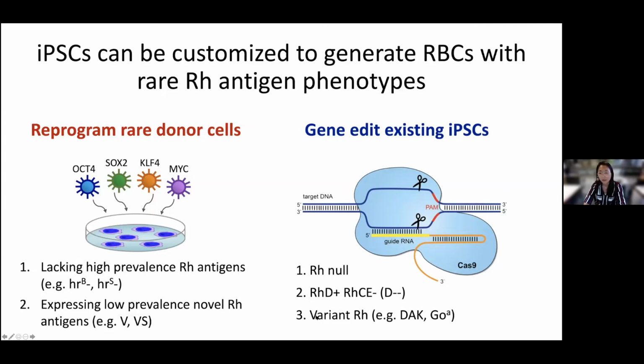And then using a similar approach to making the D-, we made variant RH lines by reintroducing these variants in the RH null background. And we made the DAC positive and the GOA positive line, both of which are RHD variants.